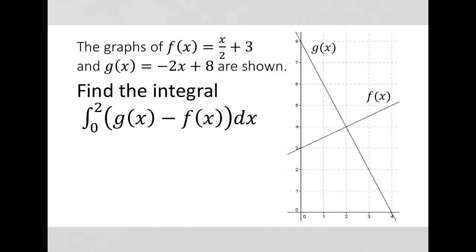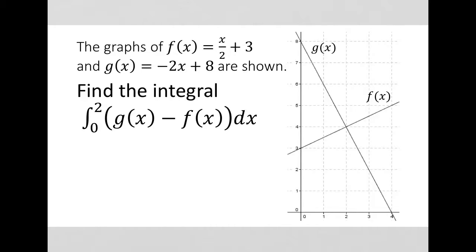So let's look at a similar idea here, but a slightly different problem. The graphs of f of x equals x over 2 plus 3, and g of x equals negative 2x plus 8 are shown to the right, and we want to find the integral between 0 and 2 of g of x minus f of x.